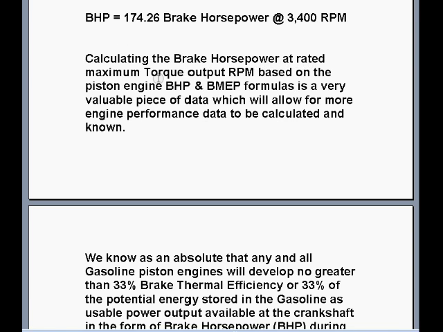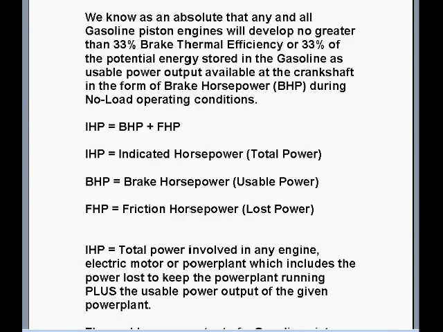Calculating the brake horsepower at rated maximum torque output RPM based on the piston engine brake horsepower and brake mean effective pressure formulas is a very valuable piece of data, which will allow for more engine performance data to be calculated and known. We know as an absolute that any and all gasoline piston engines will develop no greater than 33% brake thermal efficiency, or 33% of the potential energy stored in the gasoline as usable power output available at the crankshaft in the form of brake horsepower during no load operating conditions.